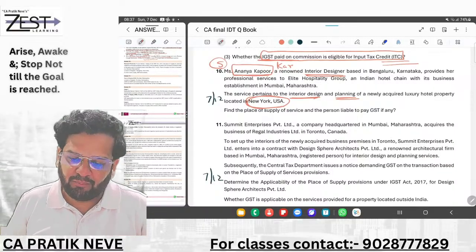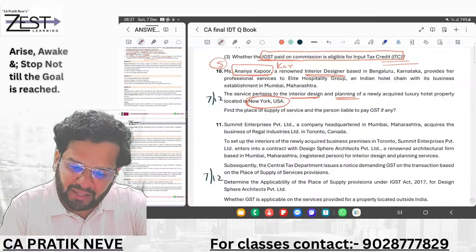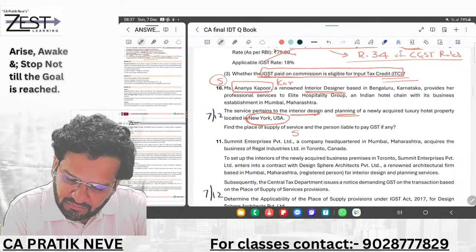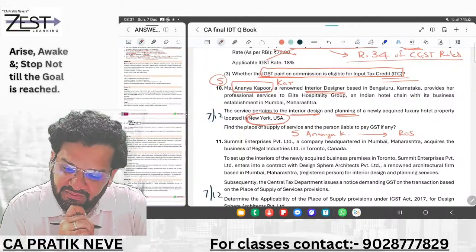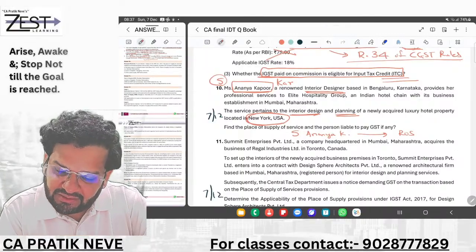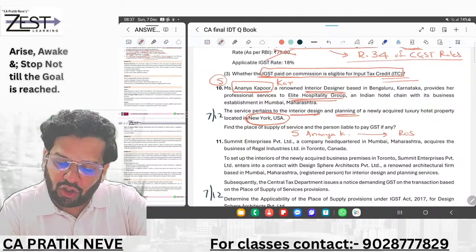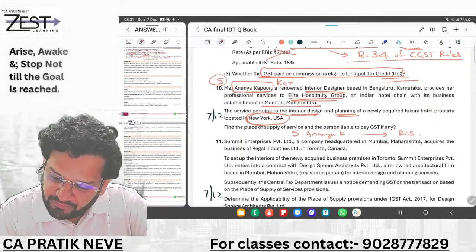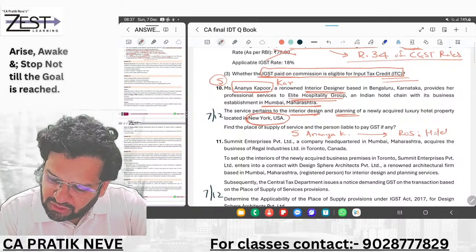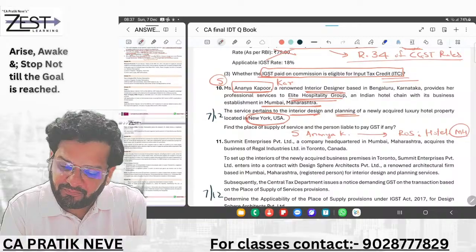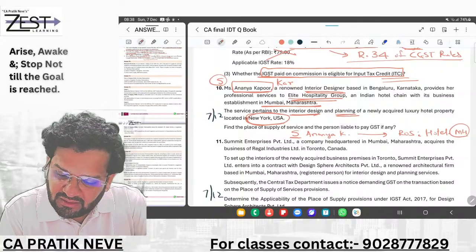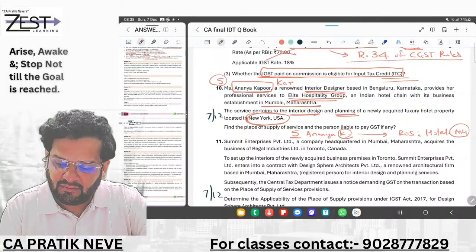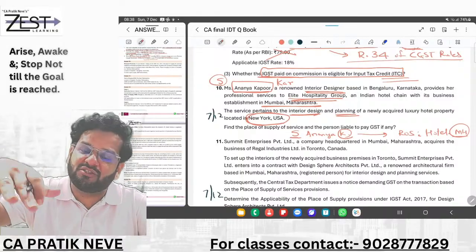Now, friends, the point is like this. Supplier is Ananya Kapoor. Recipient of supplies is this Elite Hospitality Group, Indian hotel chain, which is from Maharashtra. So recipient of supply is that hotel chain which is in Maharashtra. Now friends, location of supplier is in Karnataka and location of recipient is in Maharashtra, means both are in India.